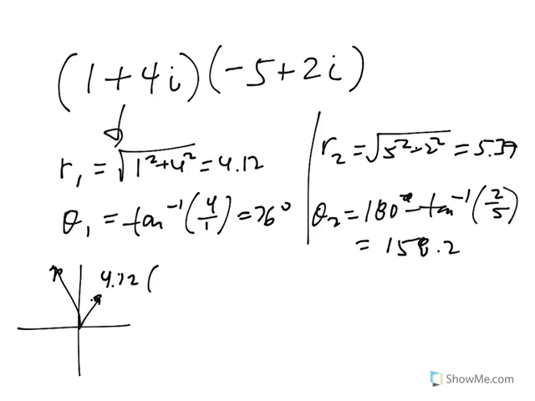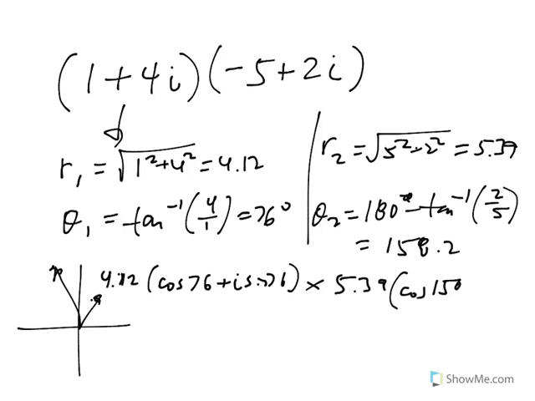I'll use one of the abbreviated forms here just because it's a little less writing. 4.12 times cosine 76 plus i sine 76, times the other number, 5.39 times cosine 158.2 plus i sine 158.2. Now, according to the multiplication rule, I can multiply 4.12 times 5.39, which is 22.2, which is going to be the r value for the answer.